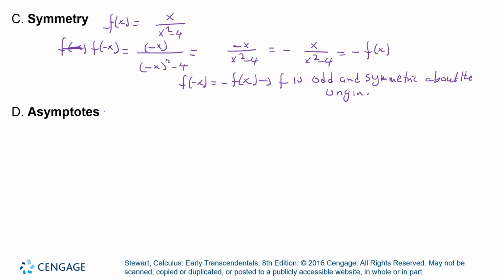So the next step is that we want to find the asymptotes. We want to find the vertical asymptotes and the horizontal asymptotes. Okay, so first, let us find the horizontal asymptote, HA. What is my horizontal asymptote?